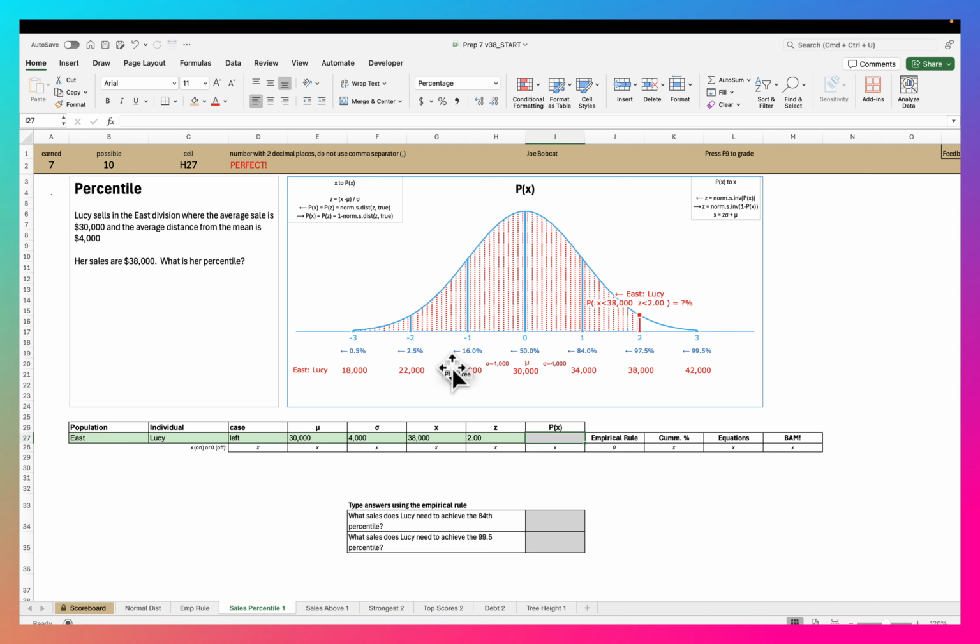norm.s.dist. Norm for normal distribution, S for standard normal distribution, where the mean is 0 and the standard deviation is 1. So basically, we're calculating it for the blue values up here. That's why we needed to get the z-score, because the z-score is one of those blue values. Dot dist, and then the z-score. And then we pick true because we want the cumulative distribution, because we want everything leading up to that point. Excellent.